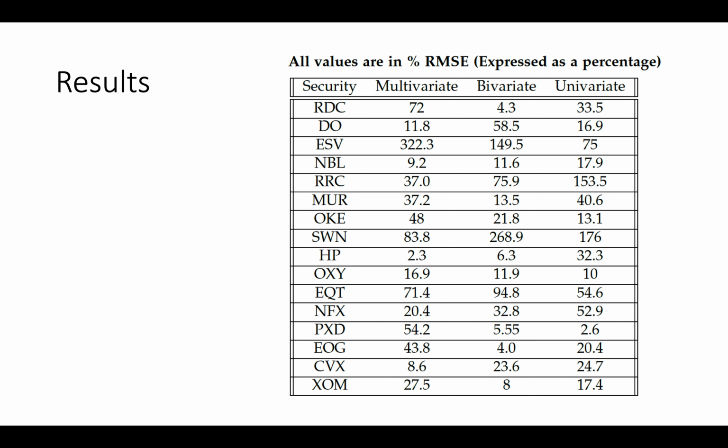To conclude my results, the average percentage RMSE for multivariate cases is 54.1%, bivariate comes around 57.4%, and univariate is 46.3%. Out of these 16, the multivariate model outperforms univariate in about 8 cases, for example in the case of DO, NBL, RRC, SWN, HP, NFX, CWX. The bivariate model gives better results than the univariate in about eight cases.